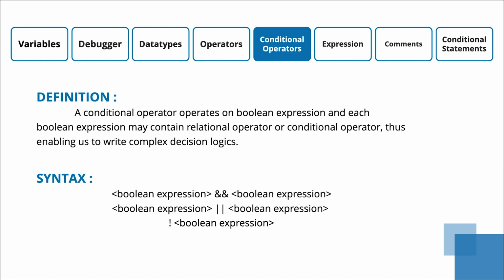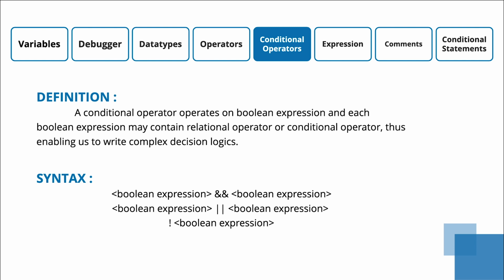The next operator type is the conditional operator. Now, a conditional operator operates on two Boolean expressions, and each expression may contain a relational or yet another conditional operator. This allows us to write complex design logics. Now, this is the syntax. You take one Boolean expression, put two ampersands in between, and put another Boolean expression. Another type of conditional operators is the one with the two lines in between, and yet another type is the one with the exclamation point.